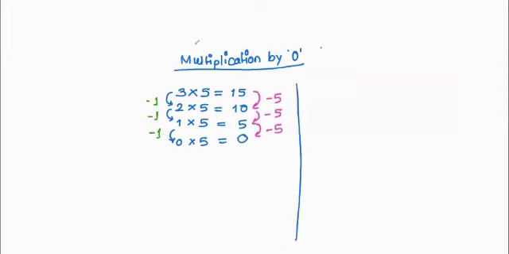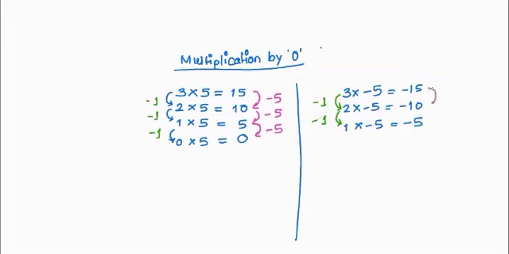Let's take a negative integer. So 3 multiplied by -5 is equal to -15. 2 multiplied by -5 is equal to -10. 1 multiplied by -5 is equal to -5. So what is happening here is I am reducing the multiplier by 1, and for the answer what is happening is the answer is increasing by 5. So it is becoming +5.